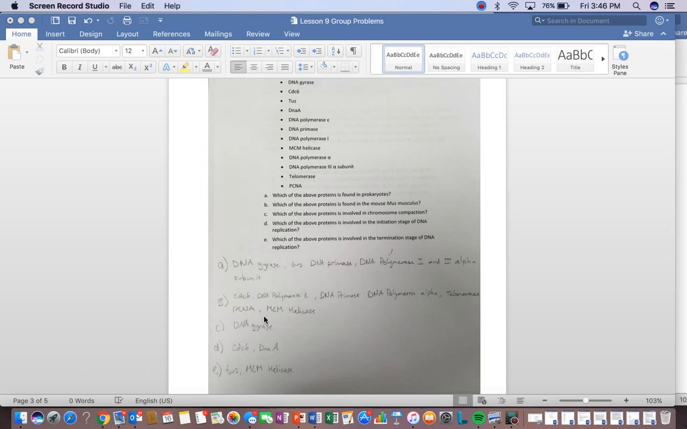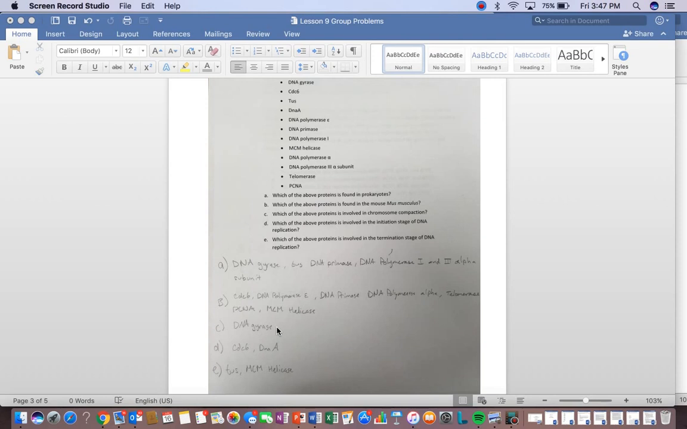Okay, so on to question 5. It says below is a list of proteins involved in DNA replication. Part A asks which of the above proteins is found in prokaryotes. As shown, we've listed DNA gyrase, the TUS, DNA primase, DNA polymerase 1 and 3 alpha subunit. Those are the ones that are involved in prokaryotes. For part B, it asks which are found in Mus musculus, which we found to be CDC6, DNA polymerase epsilon, DNA primase, DNA polymerase alpha, telomerase, PCNA, and MCM helicase.